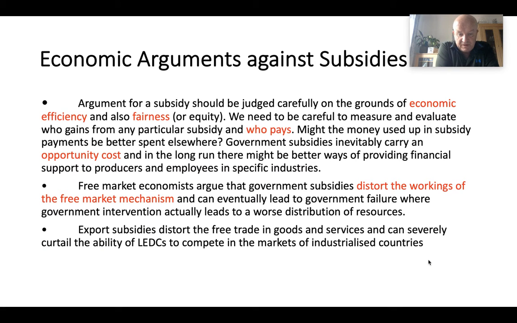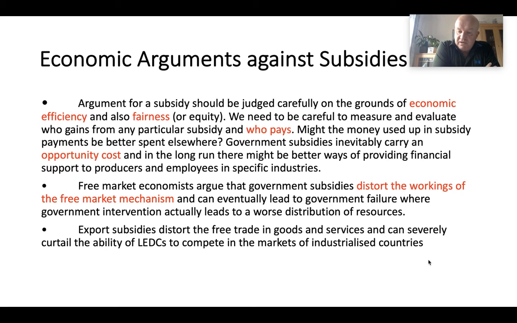So clearly we've got to bear that in mind, and in the long run, think about whether there are better ways of providing financial support for both producers and employees in specific industries rather than just subsidising. Because one could argue that if you're subsidising an industry in some shape or form, then they're not really standing on their own 2 feet in terms of competing within a free market and making sure that they are actually being competitive both nationally and internationally.